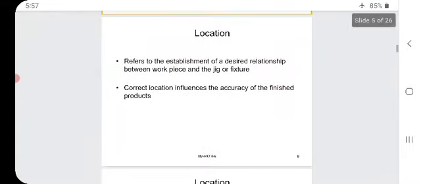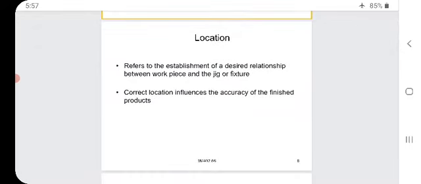Now we will see regarding the location. It refers to the establishment of a desired relationship between the workpiece and the jigs or the fixture. Correct location influences the accuracy and finish of the products, so we will get good accuracy and a good result in the finished products.